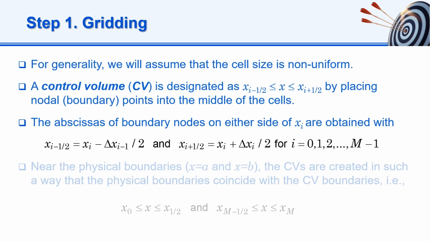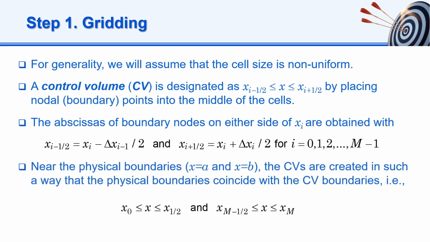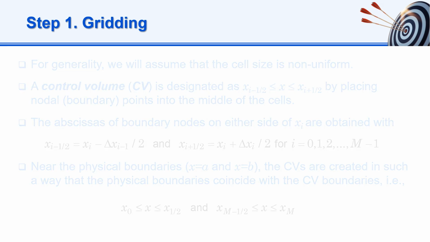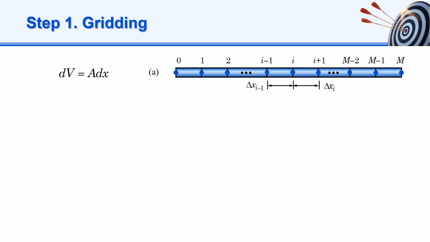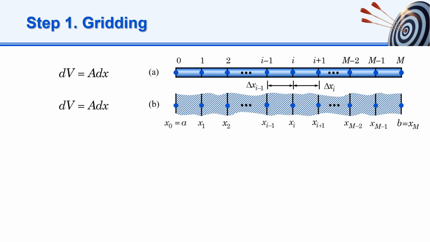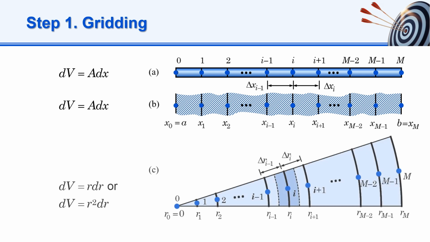Near the physical boundaries, x equals a and x equals b, the control volumes are created in such a way that the physical boundaries coincide with the control volume boundaries, that is, from x_0 to x_{1/2} and x_{m-1/2} to x_m. The gridding for different cases or geometries implies different operations, for a rod, or layered materials, or cylindrical or spherical systems.